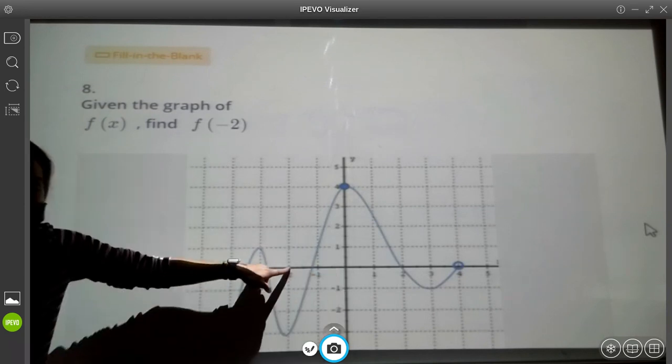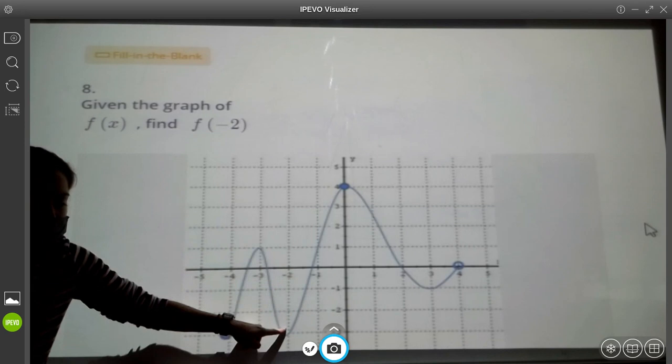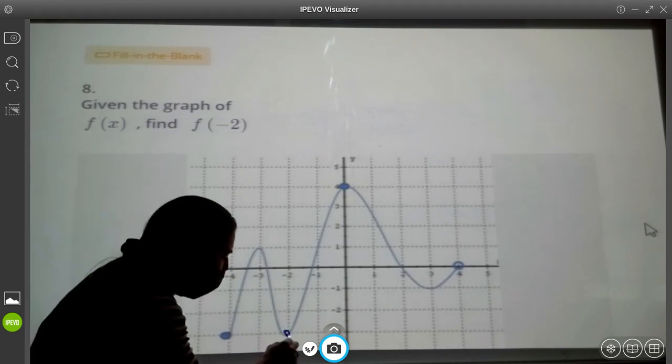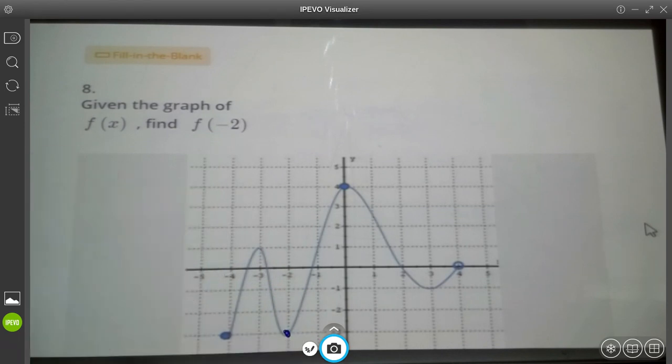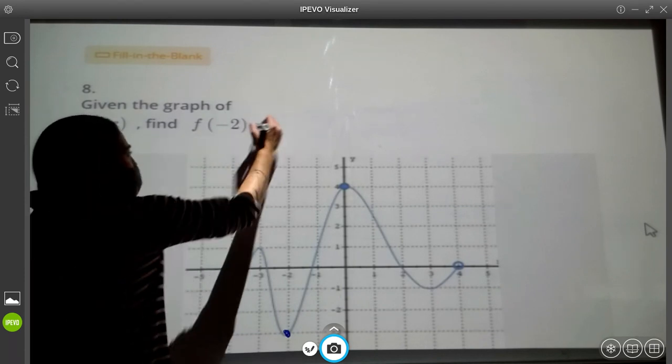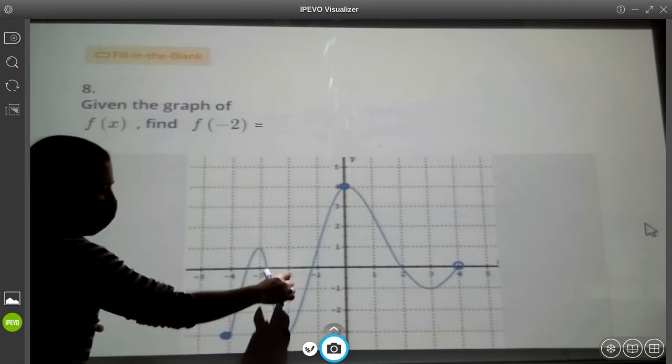It is -3. So that means f of -2. When -2 goes into this function, it's going to spit out a -3. We have no idea what happened to -2 to make -3 come out, and we don't care. All we know is that's what the graph says.